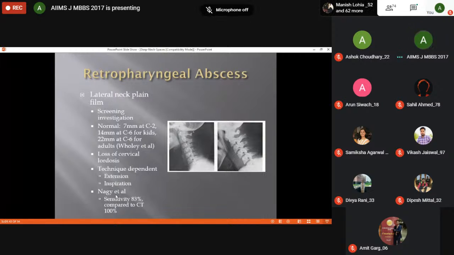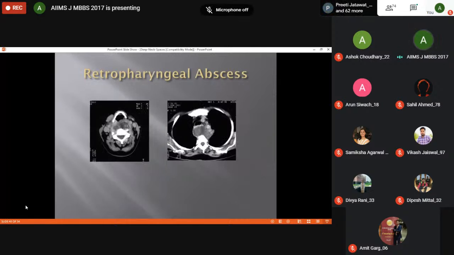This is regarding the measurement, but sometimes you may not do this. The main thing is that if the bulge of tissue present is more than one half of the cervical vertebral body width, that is diagnostic of retropharyngeal abscess. So how do we drain it? A retropharyngeal abscess should be drained intraorally. This is the CT scan finding.